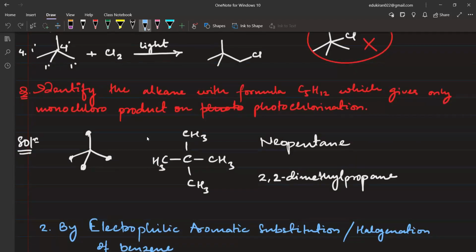So identify the alkane in reverse. This can also be asked as a Why question. Why does neopentane give only a monochloro product? Then you write, because there is only one type of carbon atom with hydrogen.